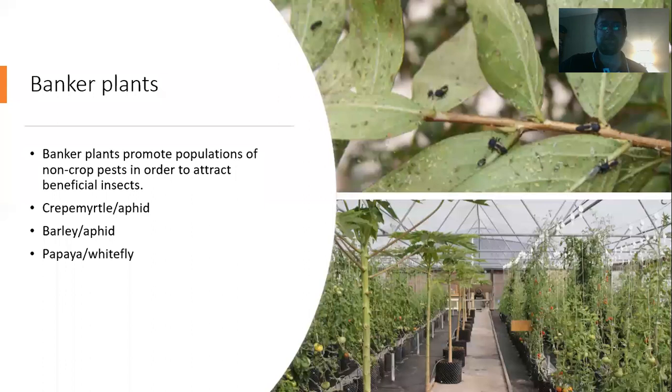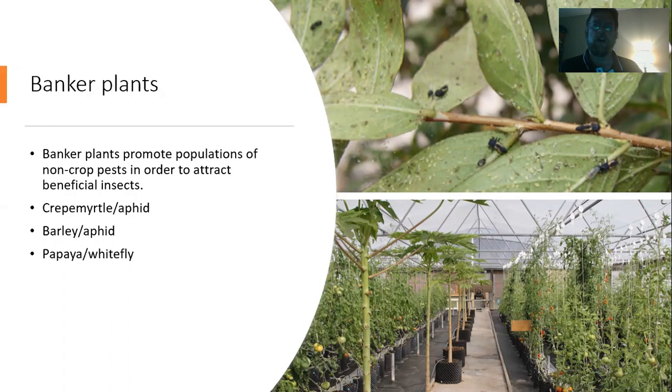So a topic I'm really interested in is the use of banker plants. And the idea of a banker plant is the banker plant actually promotes the population of non-crop pests. So pests that might be non-damaging to the crops that you're growing. A really good example of that is the crepe myrtle and crepe myrtle aphid. I mentioned this a few moments ago.